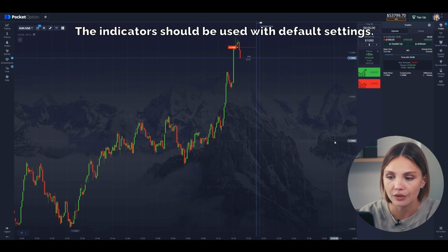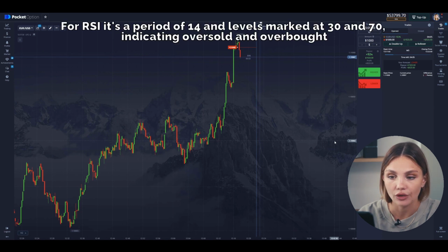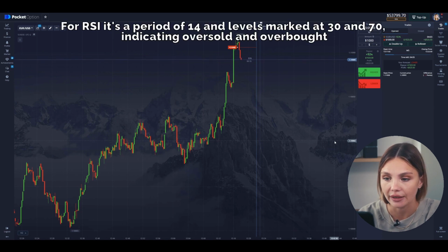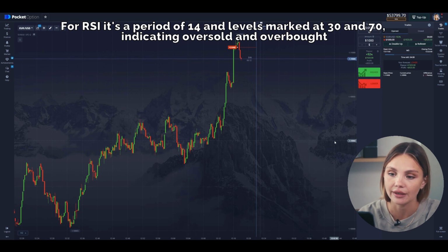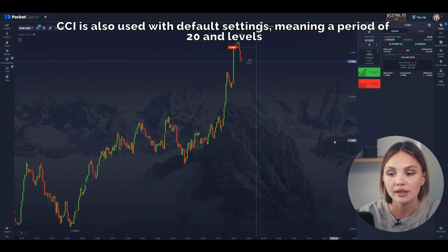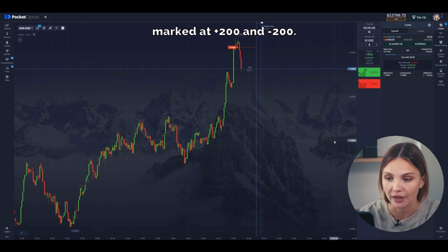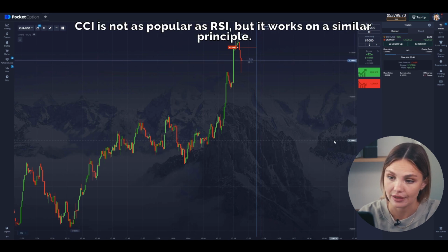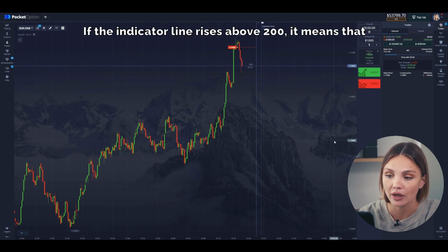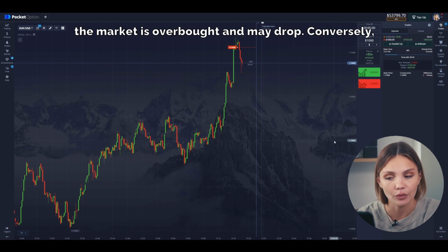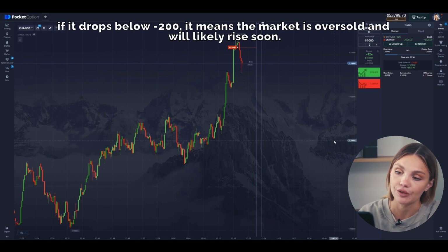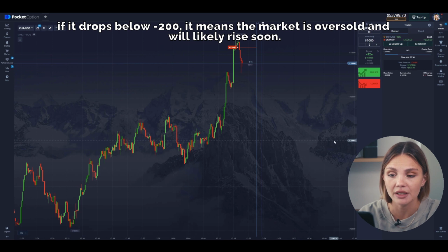The indicators should be used with default settings. For RSI, it's a period of 14 and levels marked at 30 and 70 indicating oversold and overbought conditions. CCI is also used with default settings, meaning a period of 20 and levels marked at plus 200 and minus 200. CCI is not as popular as RSI, but it works on a similar principle. If the indicator line rises above 200, it means that market is overbought and may drop. Conversely, if it drops below minus 200, it means the market is oversold and will likely rise soon.